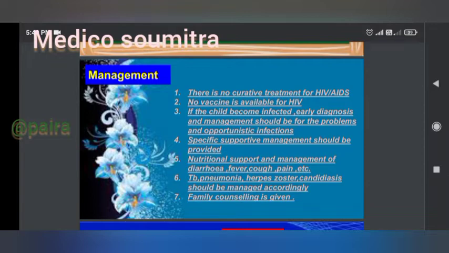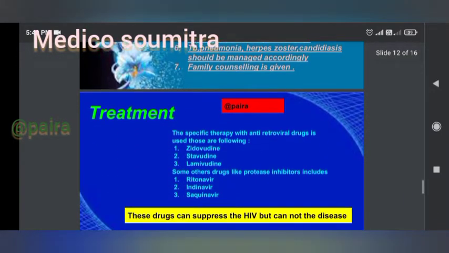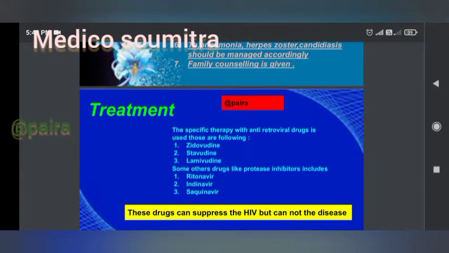Specific supportive management should be provided. Nutritional support and management of diarrhea, fever, cough, pain, etc. So nutritional support should be provided to the child. And TB, pneumonia, herpes zoster should be treated accordingly, and family counseling is given. Next we'll see the treatment.